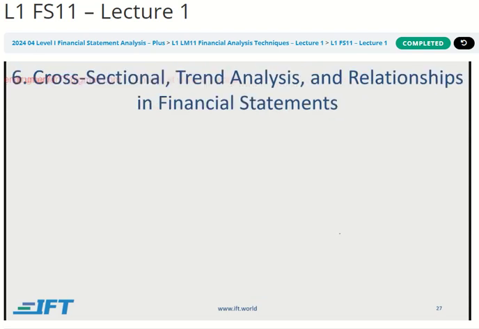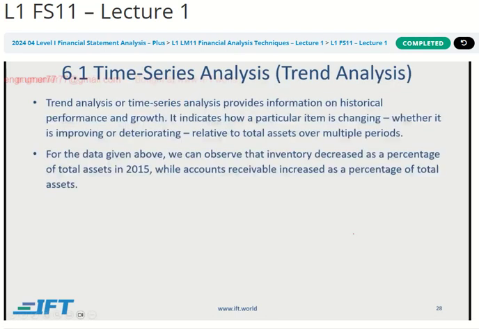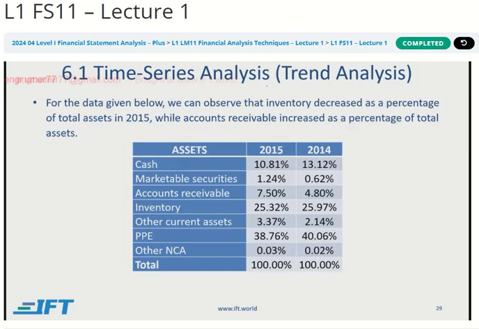Okay, cross-sectional trend analysis and relationships in financial statements. So this is interesting because what we're going to be talking about over here is looking at that data over a longer period of time, right? So if you look at what was going on over here, this is 2014 and this is 2015. Okay, so it's flowing this way, so it has decreased, whereas accounts receivable has gone up.